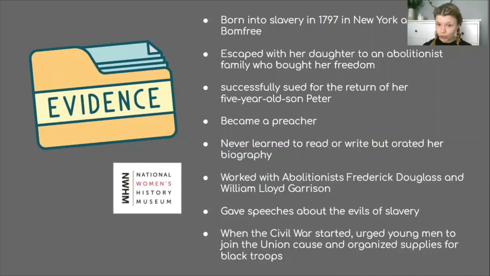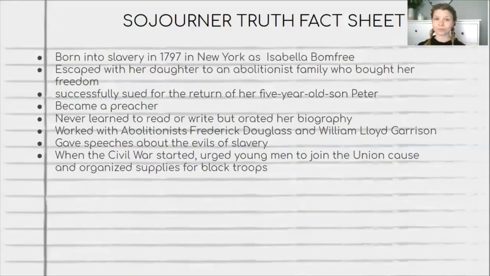She became a preacher, and while she never learned to read or write, she orated her own biography, meaning she spoke it out loud and had someone else write it, which is going to be a little bit problematic, but we'll see that. She worked with abolitionists Frederick Douglass and William Lloyd Garrison. She gave speeches about the evils of slavery, which actually led her to meet President Lincoln. And when the Civil War started, she urged young men to join the Union cause and organize supplies for Black troops.